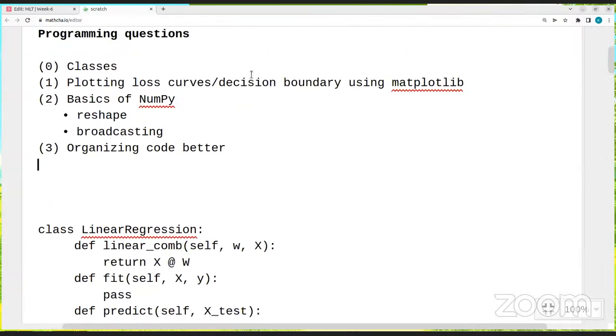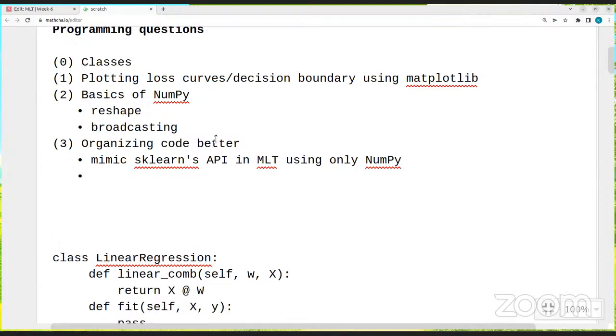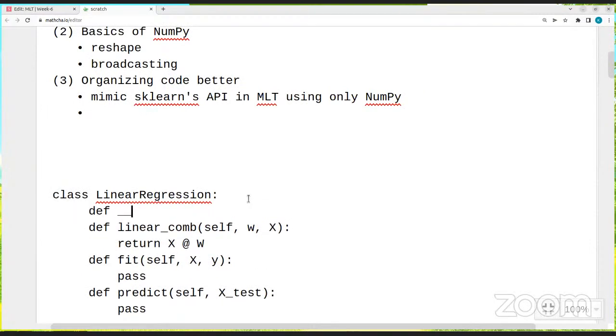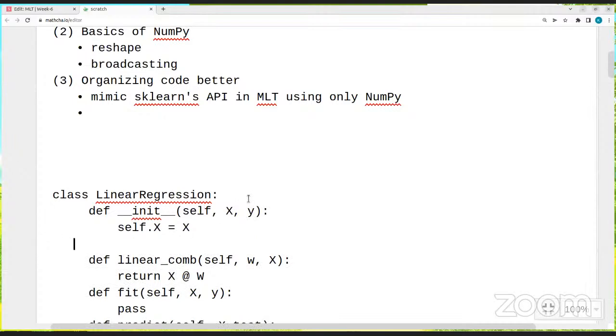But if you want to answer 0 and 3 together, then the basic idea is you want to mimic sklearn APIs in MLT using only NumPy. So in this return, will we use self.x? Yeah, correct. See, all these things will now start coming in. So you want self, right? That was week 11 or 12 of Python. Very quickly done. Yeah, so you want these to be your classes.